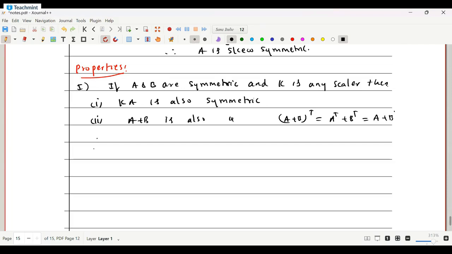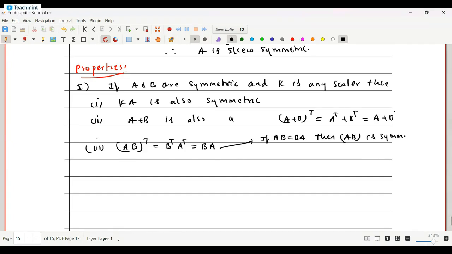And number 3, AB. What is AB? (AB) whole transpose equal to B transpose A transpose, where B transpose equal to B, A transpose equal to A. For it to be symmetric, this must be equal to AB. That means A and B commute with each other, then it is symmetric. So if AB is equal to BA, then AB is symmetric.